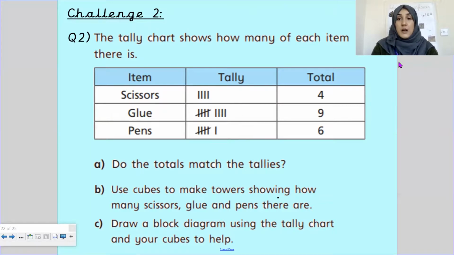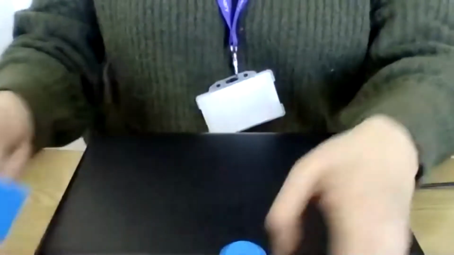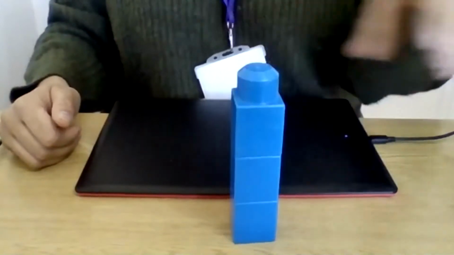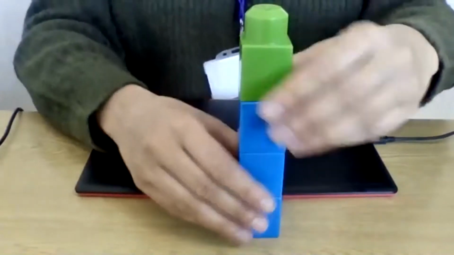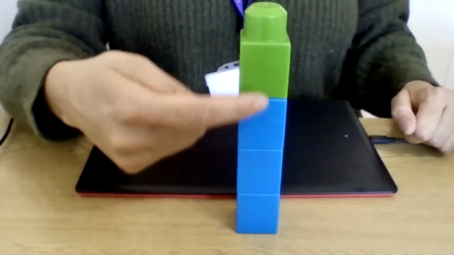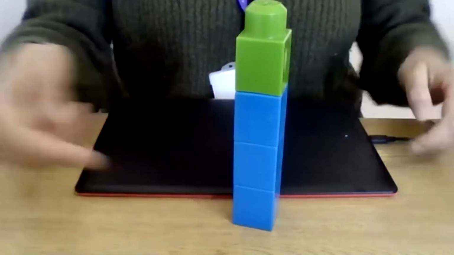how many pens there are. For example, if I were to make a tower of blocks using my Lego and I wanted to show the amount of scissors, now I saw that there were 4 scissors in the classroom, so I'm going to use my blocks here and I'm going to make a tower. So here's 1. Oh, let me move my tab out of the way. Here is 1. That's 2, that's 3, and that's 4. I have made a tower showing how many scissors there are in the classroom. 1, 2, 3, 4. There are 4 scissors in the classroom. There we go.